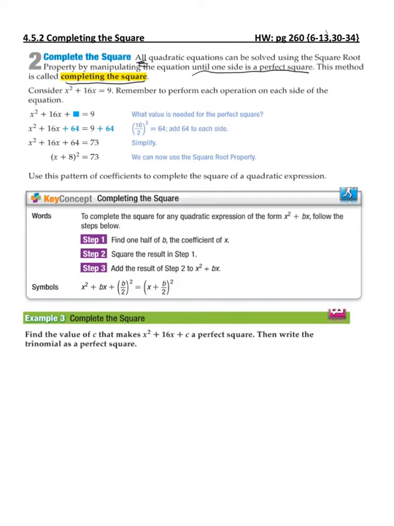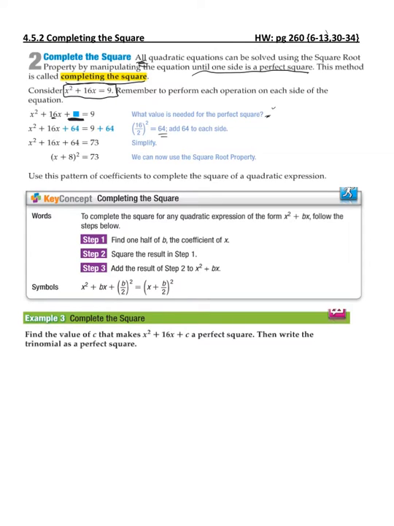So, guys, the idea is if you take this equation, x squared plus 16x equals 9, and you make the left side a perfect square trinomial by figuring out what value is needed there to make it a perfect square. In all cases, the way you find that out is you take the b term, divide it by 2, and then square it. So 16 divided by 2 in this case is 8.